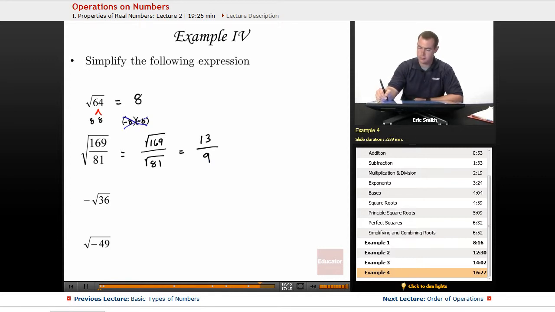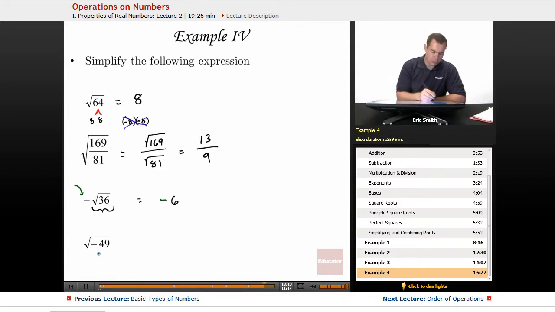Alright, continuing on. This one has a negative sign out front, but that is not underneath the root, so I won't worry about it just yet. Instead, let's just really focus on the square root of 36. Well, that would be 6. Then, of course, we'll go ahead and put out our negative sign and see that our final result is a negative 6.